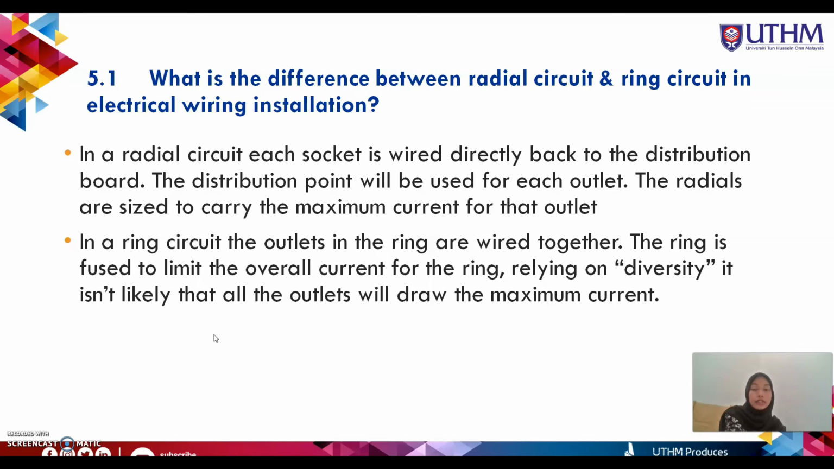Next, in a ring circuit, the outlets in the ring are wired together. The ring is fused to limit the overall current of the ring. Relying on diversity, it's not likely that all the outlets will draw the maximum current. That's all for me. Thank you.